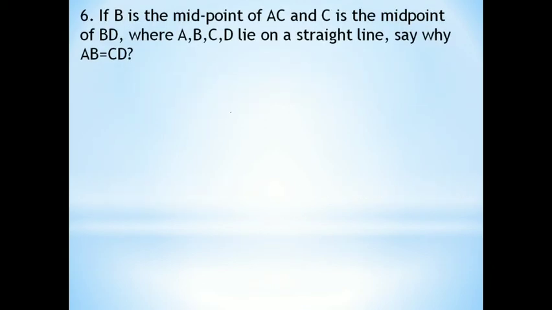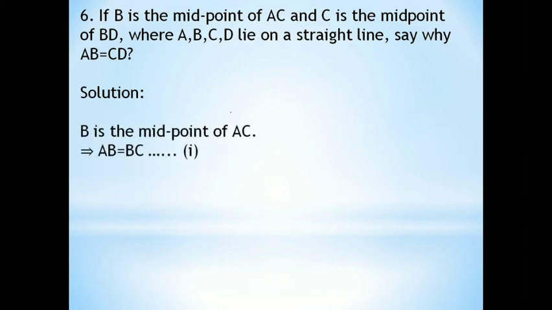Now the sixth one. If B is the midpoint of AC and C is the midpoint of BD, where A, B, C, D lie on the straight line, say why AB is equal to CD. Now look at here. B is the midpoint of AC and C is the midpoint of BD. B is the midpoint of AC, that means AB is equal to BC. Midpoint means it divides the line segment into 2 equal parts.